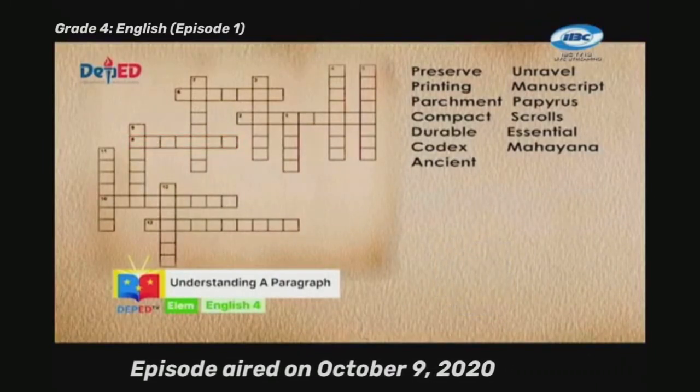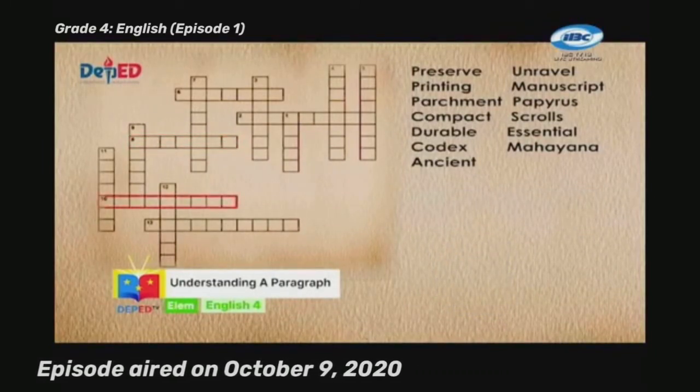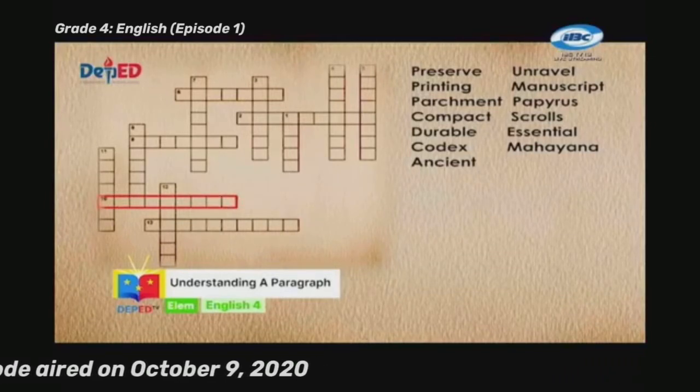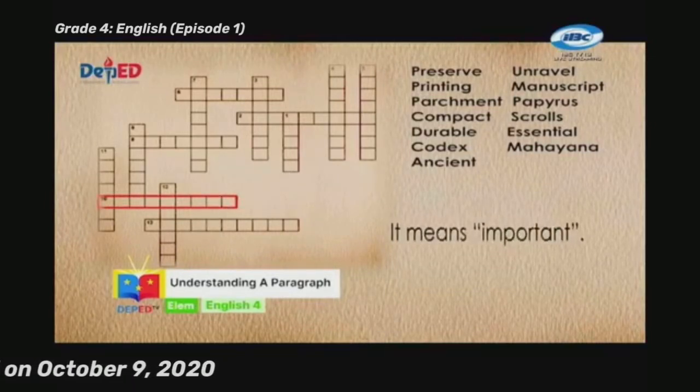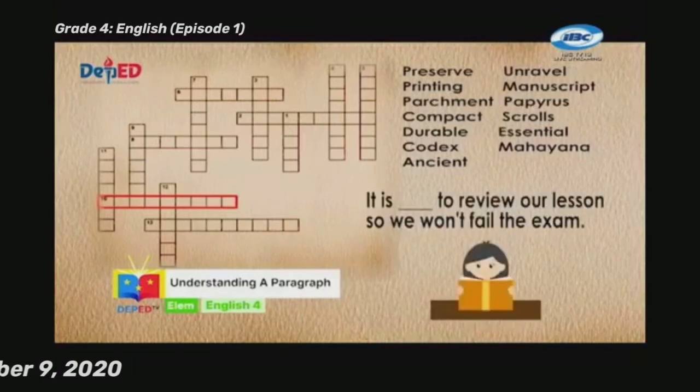We're almost there. Number 10. 9 letters. It means important. It is to review our lesson so we won't fail the exam.